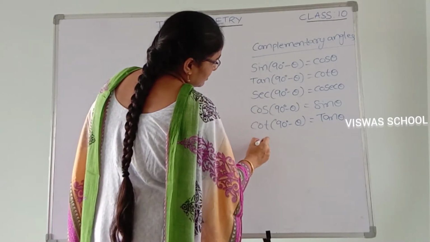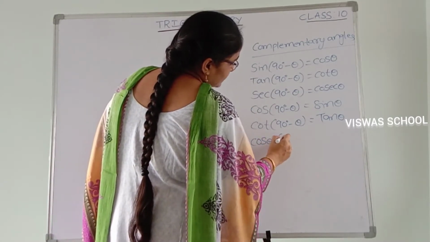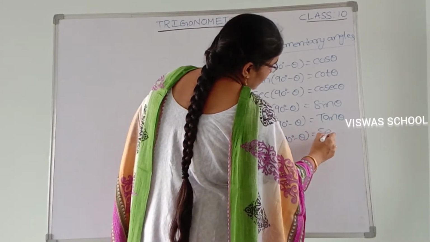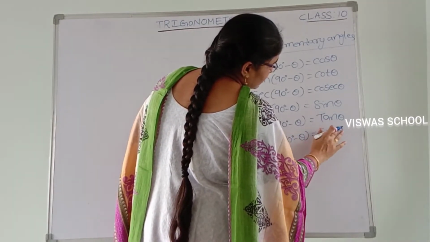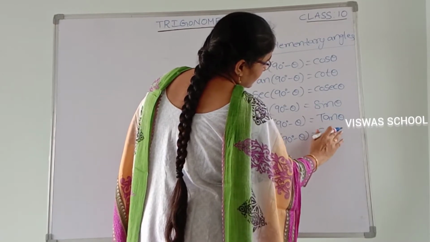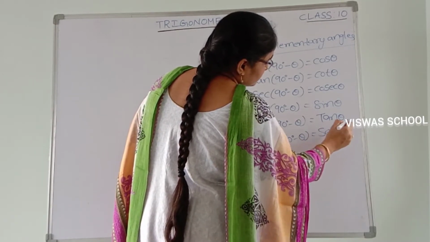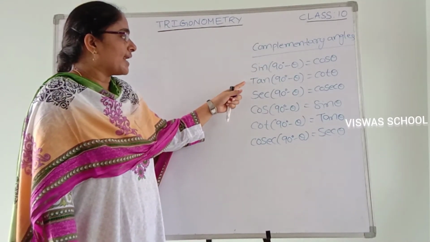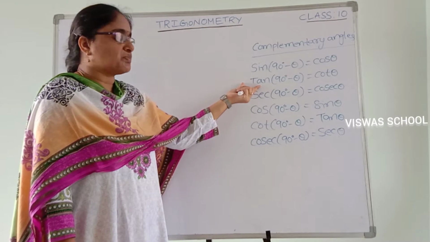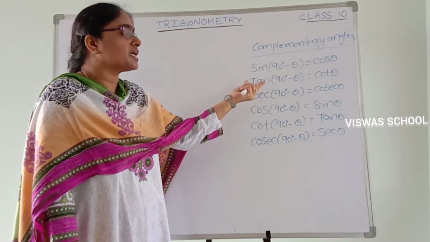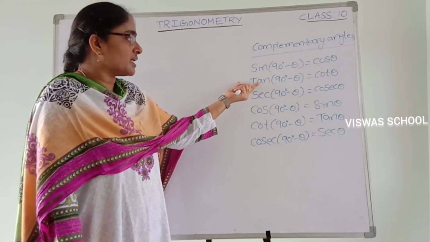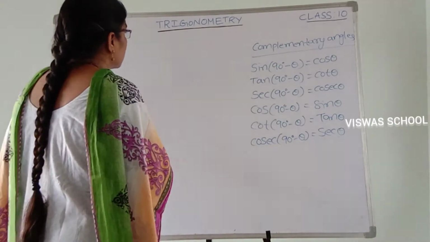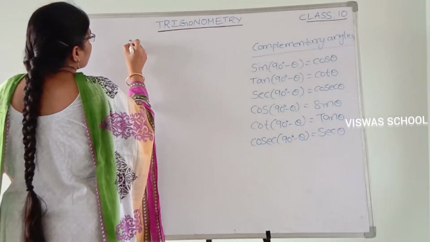And next one is cosec. Cosecant of 90 degrees minus theta is equal to what? Secant theta. These are the complementary angles. And here tan is what? For tan we have one speciality, that is it is the multiplicative inverse as well as complementary. Now let us start exercise 11.3.